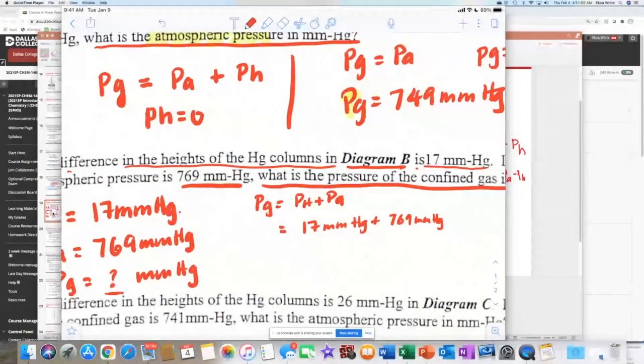That's it. See, these questions are not that bad, but if you have no idea what you're doing, then it seems like it's really bad. Just remember, do not just memorize the formula. You have to know how to get it, right? How to figure it out from the picture. 786 millimeters of mercury.